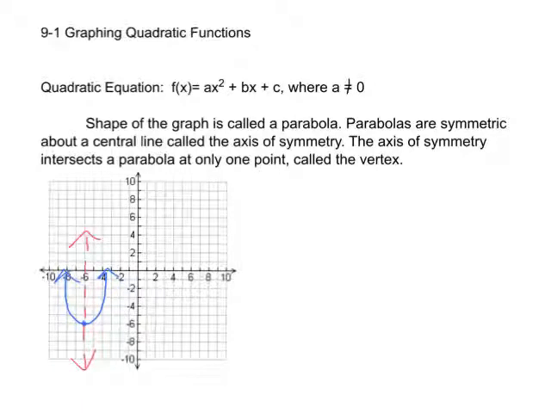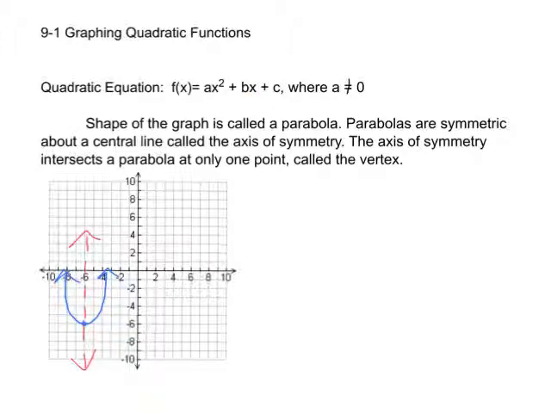For this section, we're going to start looking at graphing quadratic functions. A quadratic equation is where f of x, and remember that's what we called y, equals ax squared plus bx plus c, where a cannot equal 0. The a, the b, and the c are actual numbers, and then the x's are obviously our variables.